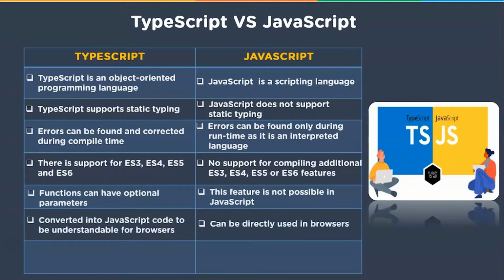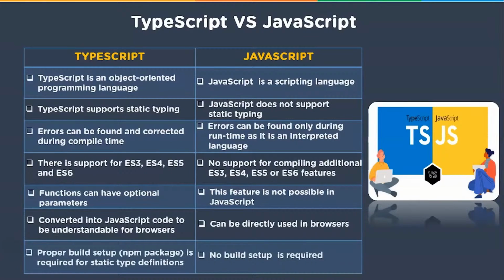In TypeScript, code is converted into JavaScript to be understandable for browsers. In JavaScript, this can directly be used in browsers. In TypeScript, proper build setup is required for static type definitions. No build setup is required in JavaScript.